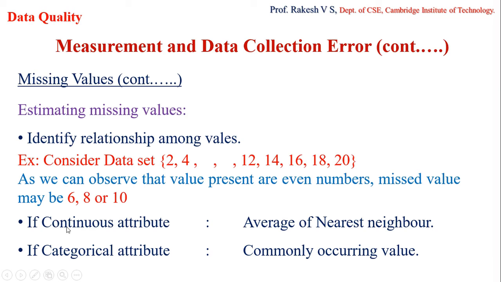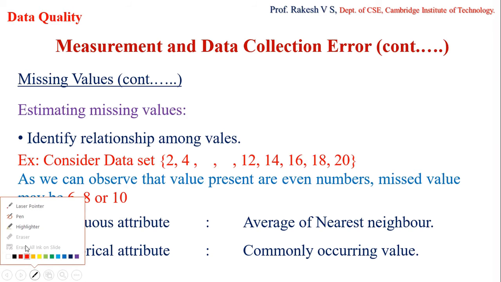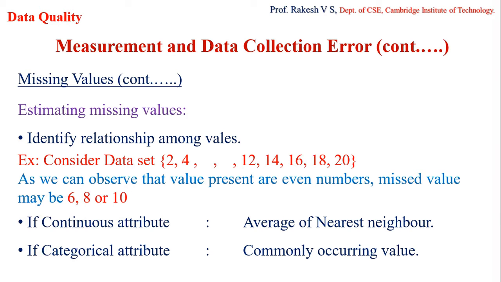If it is a continuous attribute, in some cases what we can do is take the average of the nearest neighbors that are present. So in this case, say I will be filling 6 here. Now, in order to fill this particular position, as mentioned here, I would take the average of these two. What is the average of these two? 6 plus 12 is 18. 18 divided by 2 becomes 9.